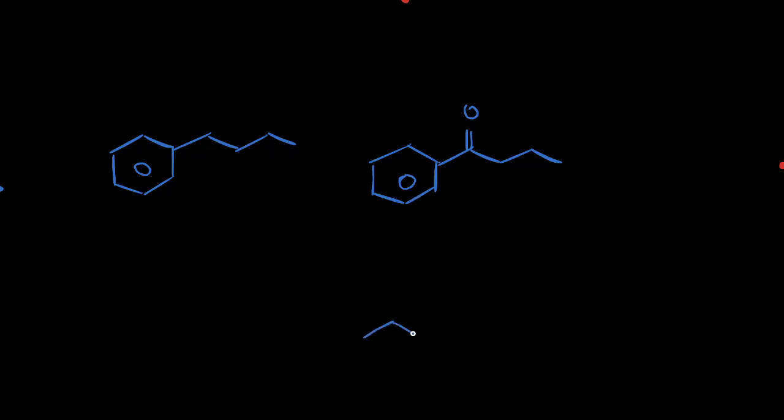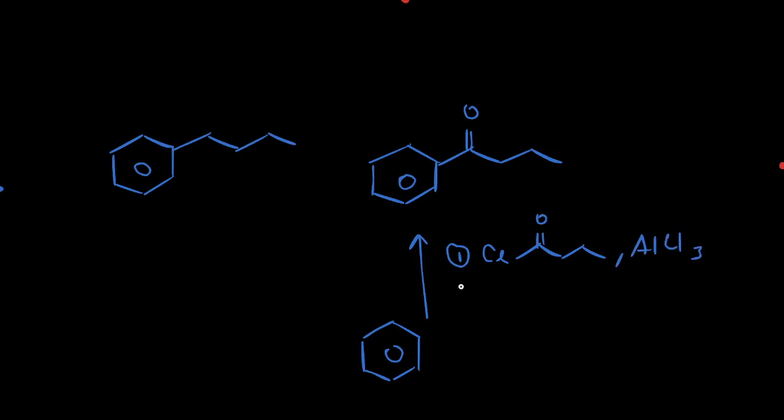Well, we would react a benzene, right, with an acid chloride, right? With AlCl3, and step 2, water. So in that way we can create this. But then how do we go from here to here? We need to get rid of this oxygen here.